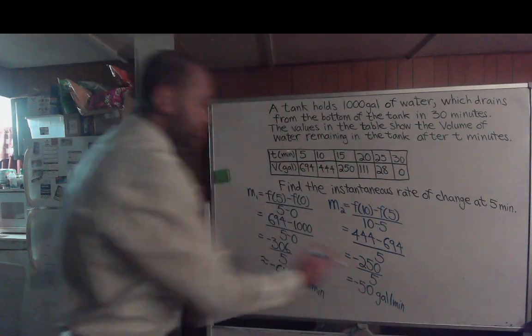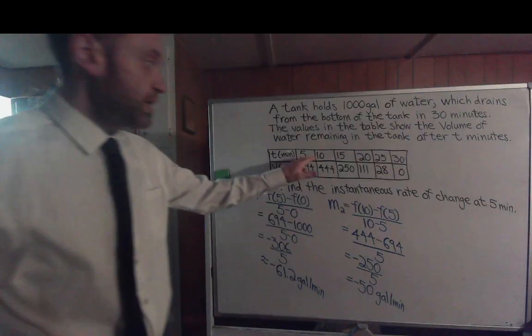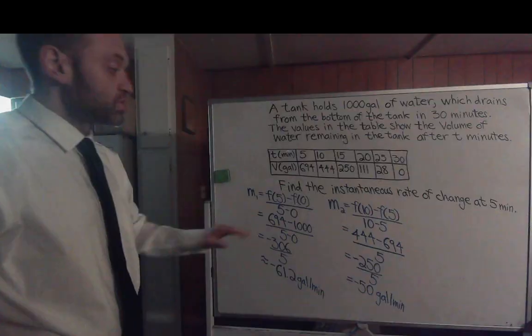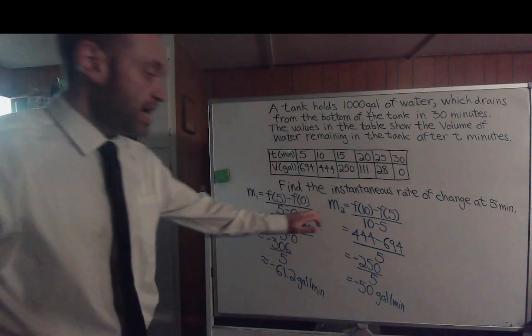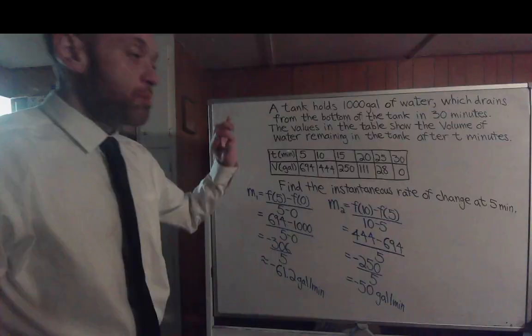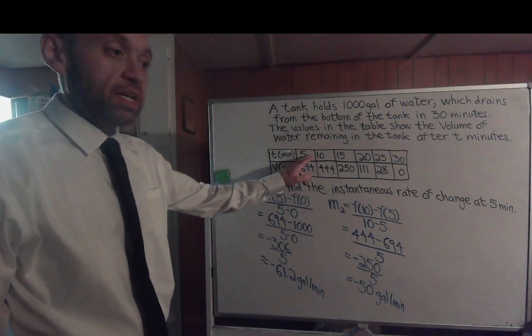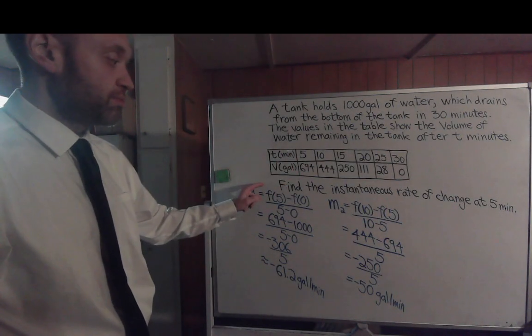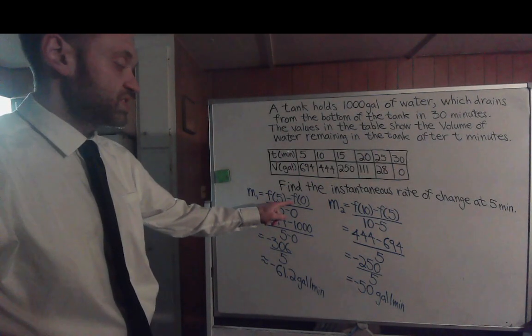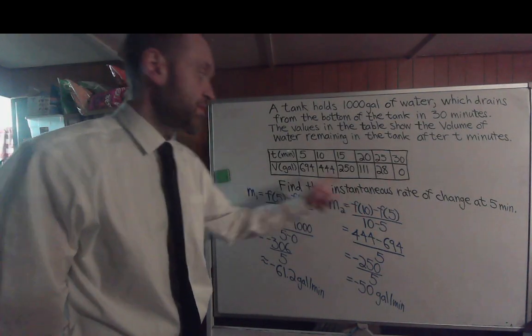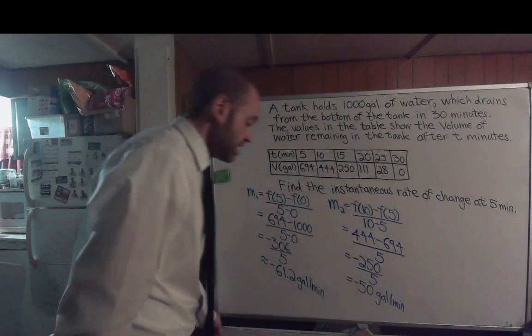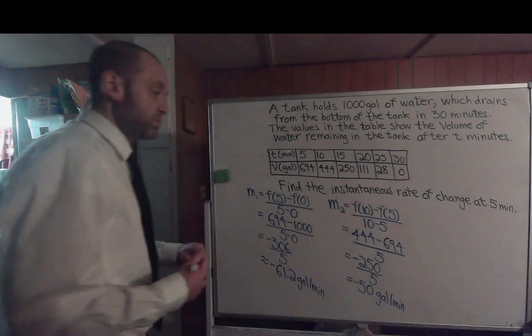So the average rate of change from 5 to 10 minutes is negative 50 gallons per minute. So we have found 2 average rates of change that both include the time t equals 5 minutes and that are equally distant apart. You have from 5 to 0 for your first secant line, and then you have from 10 to 5 for your second. They're equal distant apart. That's very important. Otherwise, you're going to get skewed results.